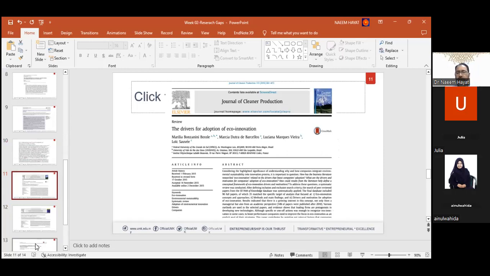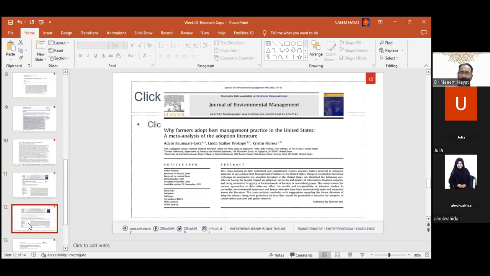Another kind of review paper is drivers for the adoption of eco-innovation. This kind of paper helps us to take a look at the available literature and the gaps that the scholars are communicating to work on. Another type is a meta-analysis: why farmers adopt best management practices in the United States, a meta-analysis of the adoption literature. Meta-analysis is regression-based analysis, where from the systematic literature review, only the quantitative papers are utilized to conduct the meta-analysis, and it forecasts what gap to fill in future.